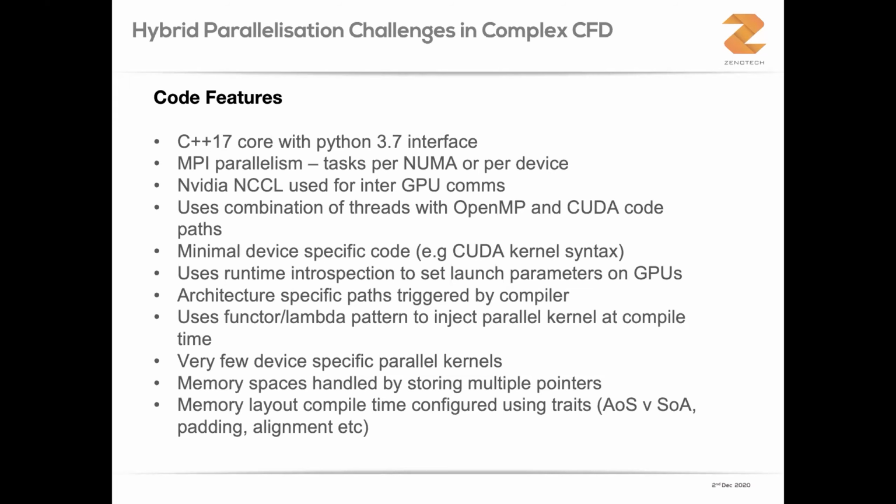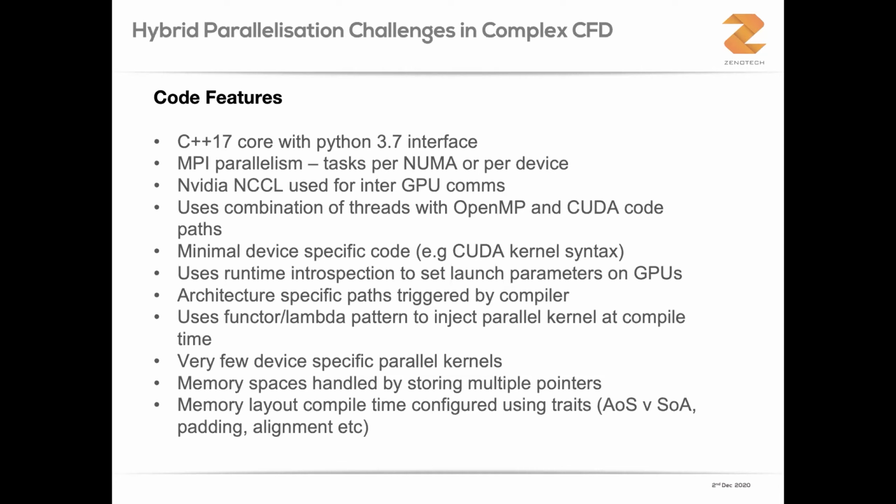We've got minimal device-specific code. I'd say we haven't got a huge number of lines which are very specific to one architecture or the next. So, for example, CUDA's kernel syntax, or even some of the OpenMP pragmas, they're not liberally spread around the code. We hide that away from the developer. In a similar way to the talk from the Met Office around the separation of concerns, we try and separate out the complexity of targeting specific hardware from the algorithm itself, from the mathematics.